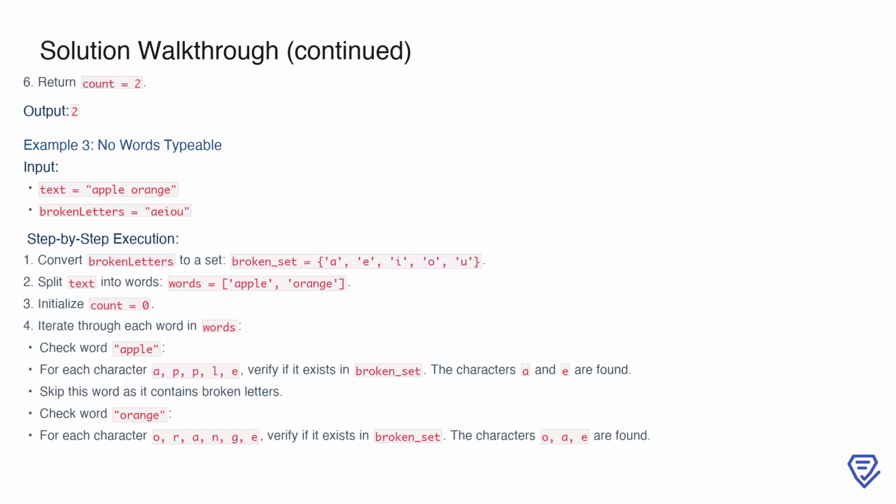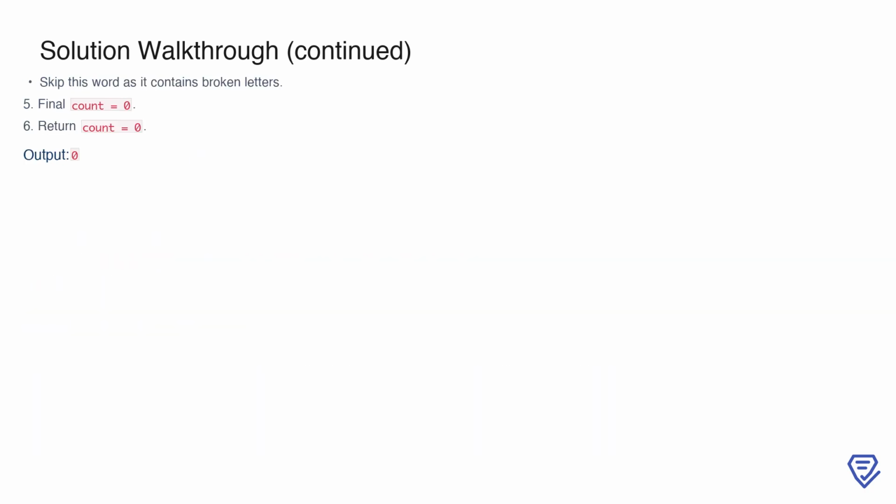Next, we examine the word orange. Its characters O, R, A, N, G, and E include O, A, and E, all of which are in broken_set. Since the word orange contains broken letters, it is also skipped.